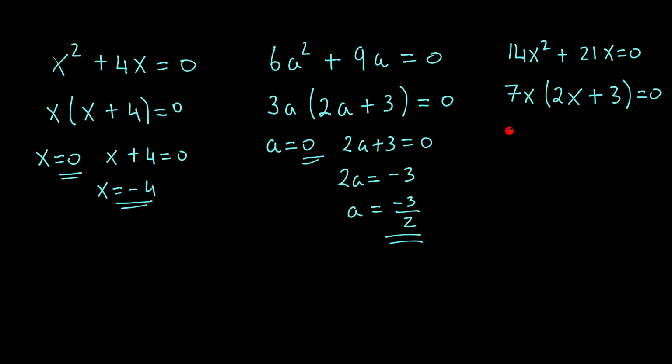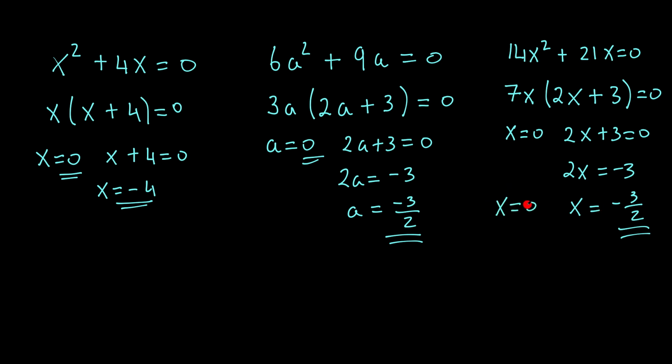Once again, two possibilities, either x is equal to 0 or 2x plus 3 is equal to 0. So 2x is equal to minus 3, x is equal to minus 3 over 2. So these are the two solutions for this quadratic equation. X is equal to 0, x is equal to minus 3 over 2.